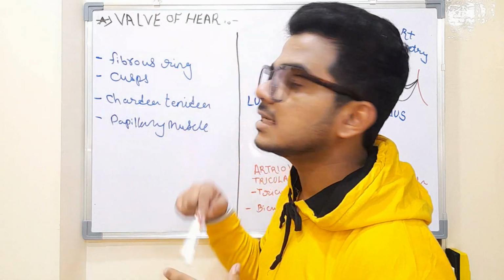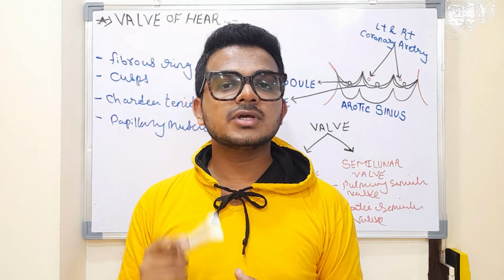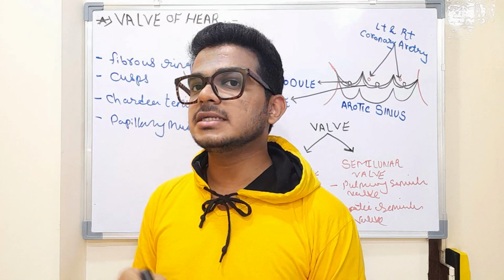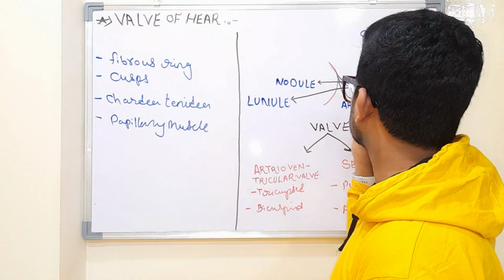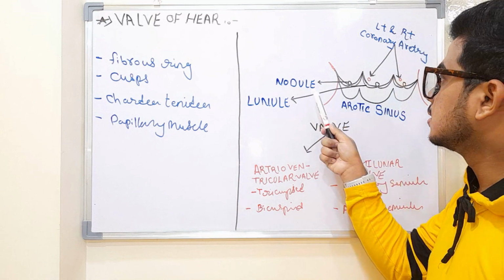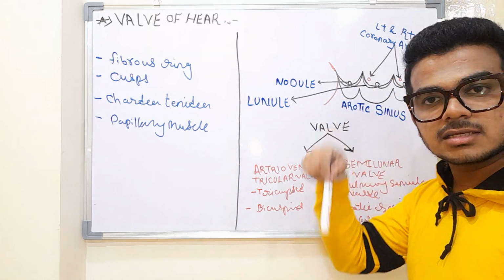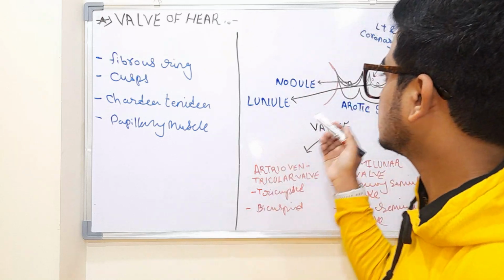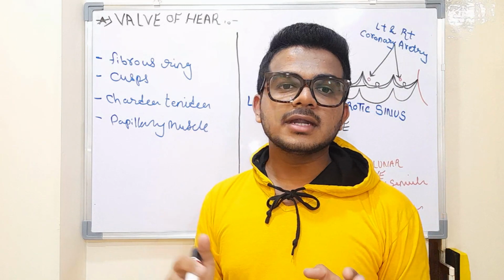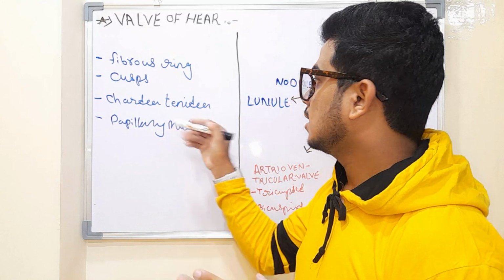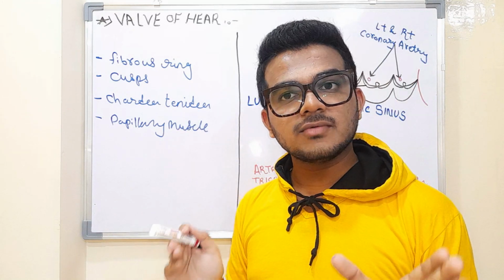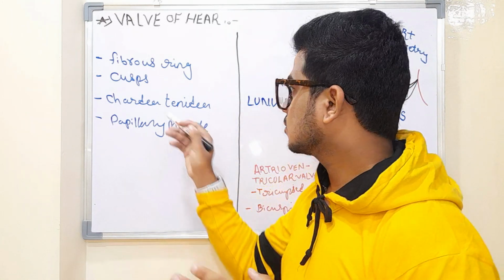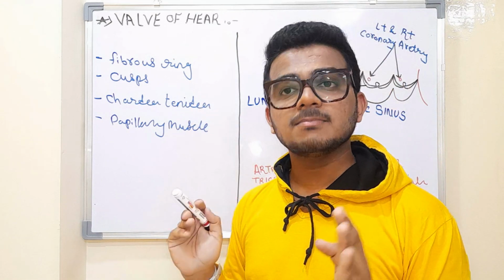Second is the chordae tendineae. I already told you in the last video what the chordae tendineae are. They are thread-like structures attached to the cups of the valve, and the second end of the chordae tendineae is attached to the muscles. So what is the function of the chordae tendineae? They allow movement to open the valve and close the valve. That is the main function of the chordae tendineae.